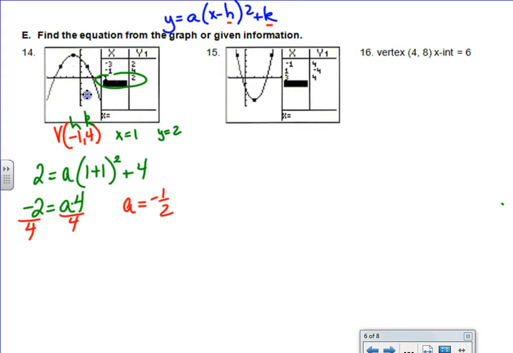Now that I look at the picture, that doesn't really shock me. A negative value means that he goes upside down. And the 1/2 makes him vertically stretch by a factor of 1/2, which really just makes him a little fatter than normal.